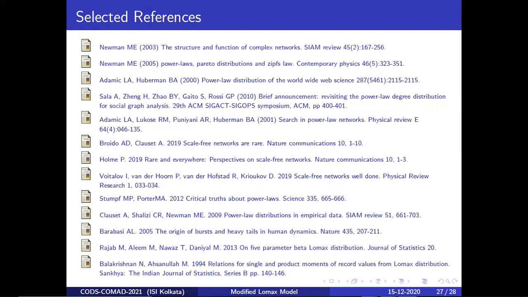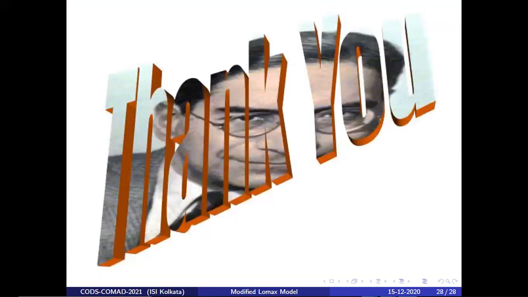These are some selected references based on our study and those which we have discussed in this study.